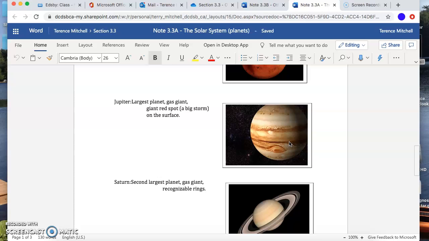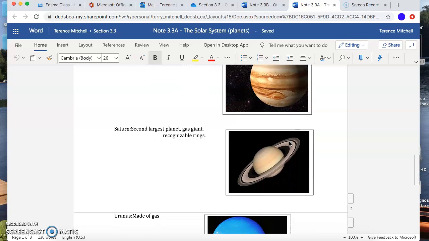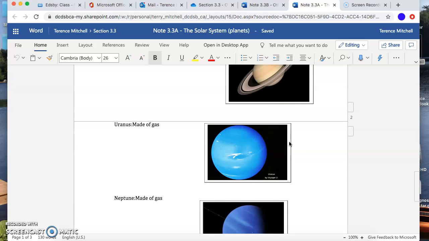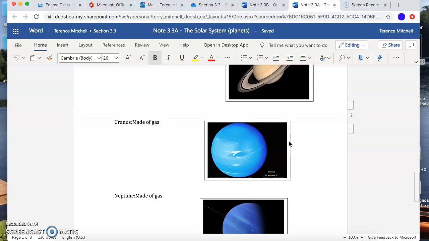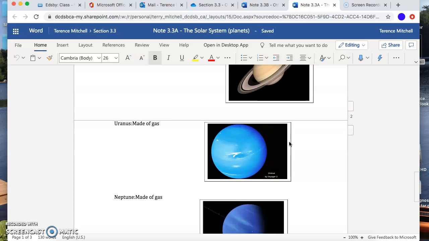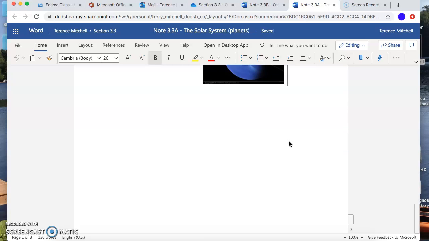So Jupiter's the largest of the gas giants. It's got a giant big red spot on it. It's a storm. Astronomers believe that storm's been storming, if that's a word, for over 400 years at this point. Saturn, probably the most easily recognizable. It does have the big rings around it. Uranus and Neptune. And once again, all 4 of these planets are gas giants. They're made of huge swirling masses of gas. And that is that for that.